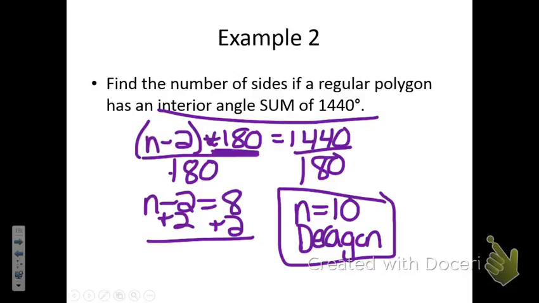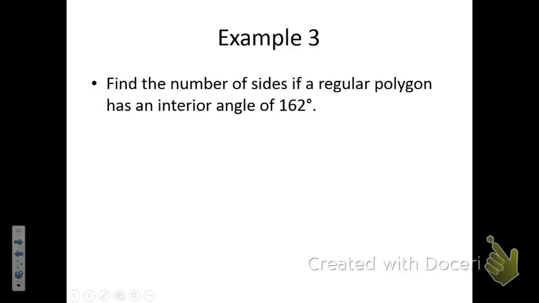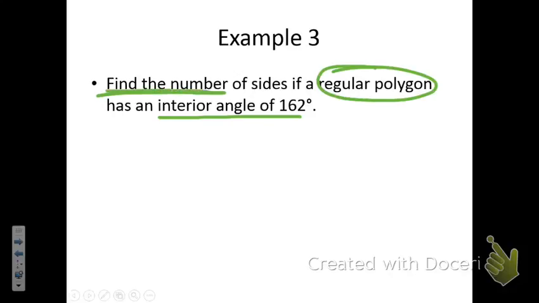So this one we're just essentially working backwards from what you were doing. Before I was saying, here is the number of sides, find the sum. So the last one's kind of also asking us to work backwards here. It's asking us to find the number of sides if a regular polygon has an interior angle of 162 degrees. So it's giving me an interior angle measure, and it's telling me I've got some regular polygon, and I'm looking for the number of sides. So I'm looking for n, okay?